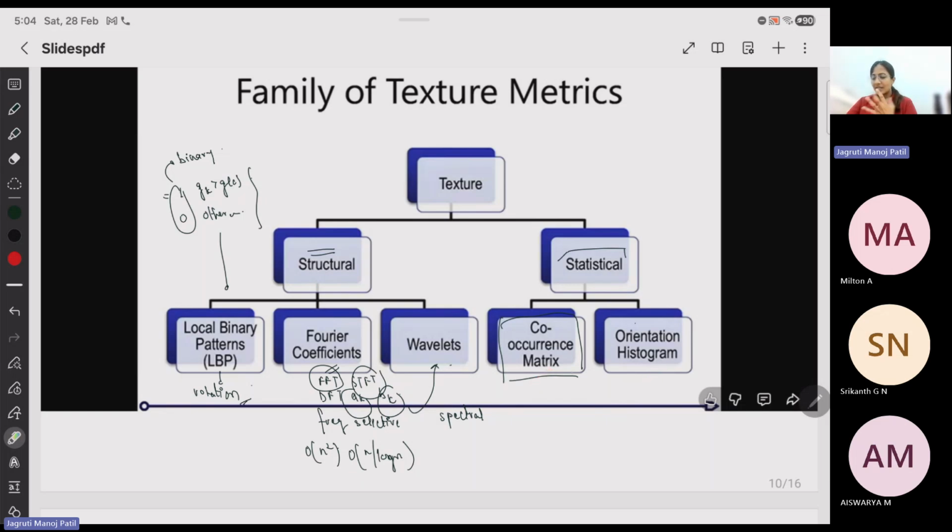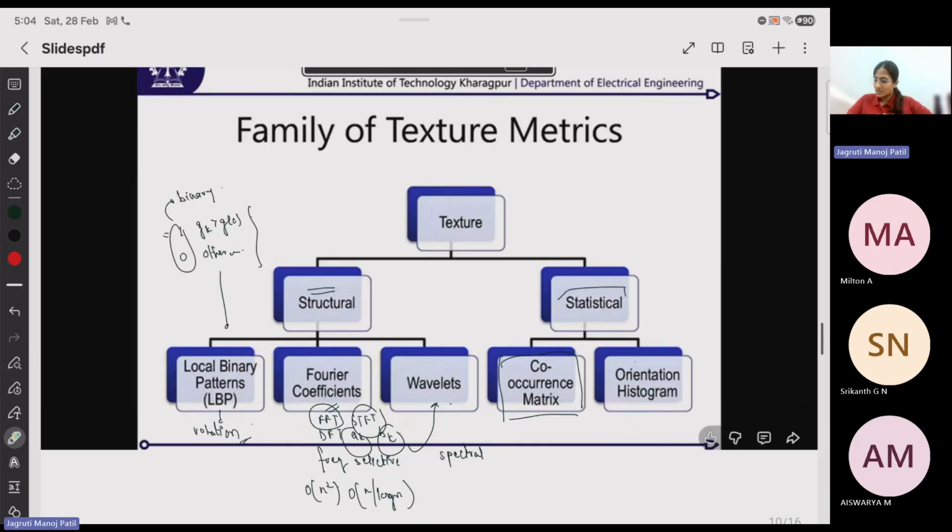Through one you can take energy, entropy, and contrast of them. Whereas the orientation histogram is where you map the histogram and then see how the maximum energy of the histogram changes from one form to another. If you rotate it, then how it's changing. So that's all in these methods.